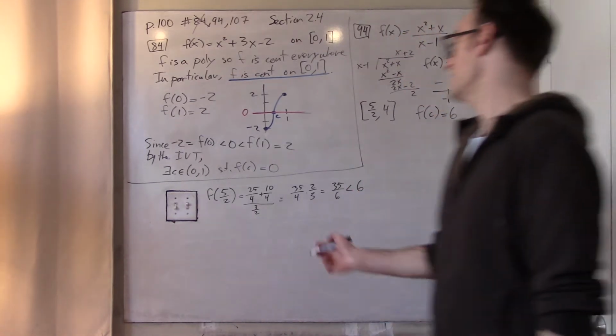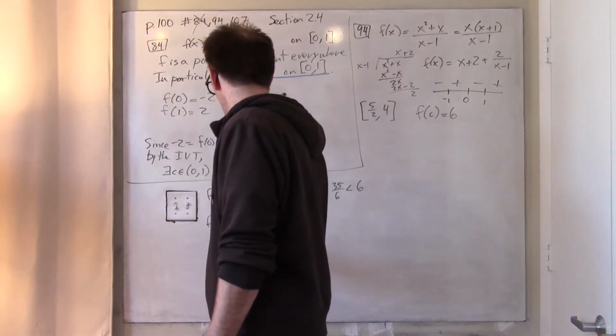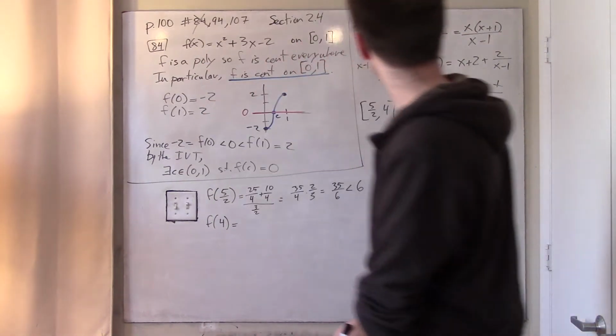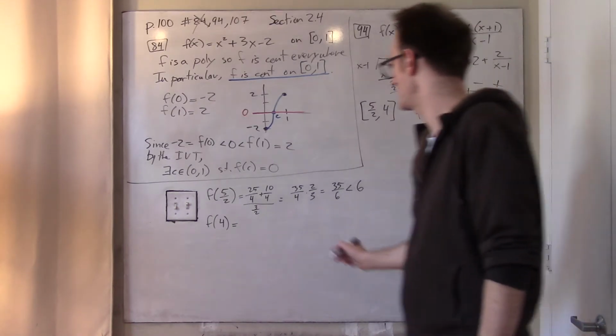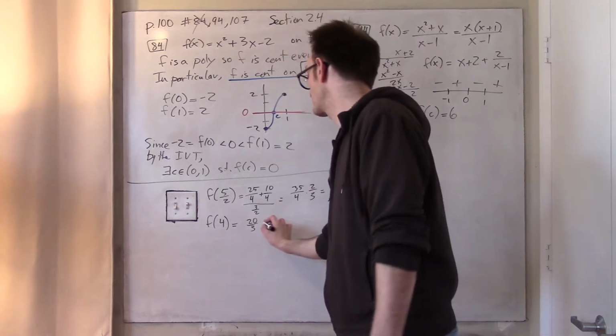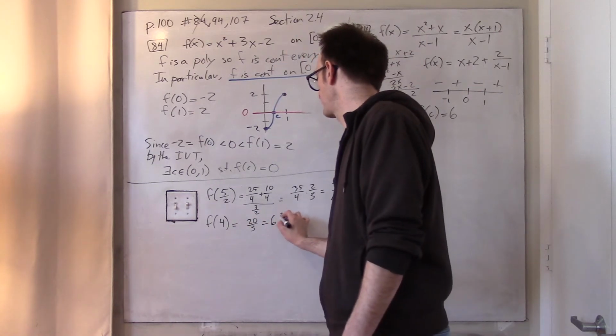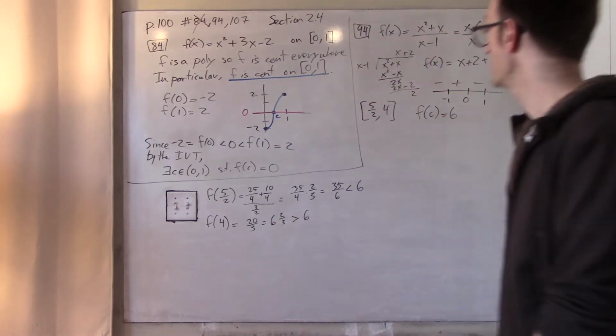Next fact. What is f of 4? f of 4 should be a bit easier. 16 and 4 is 20 over 3. So I get 20 over 3. Well, that's just like 6 and 2/3, right? So that's just a little bit bigger than 6.